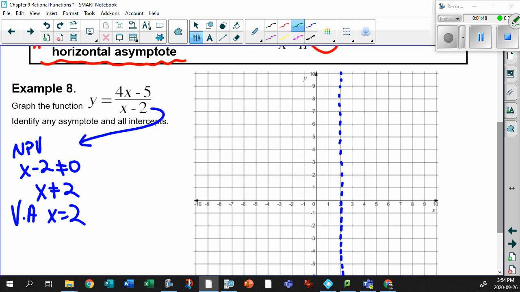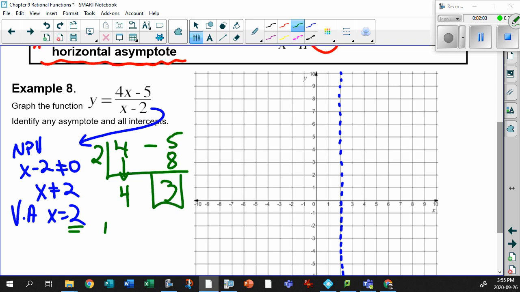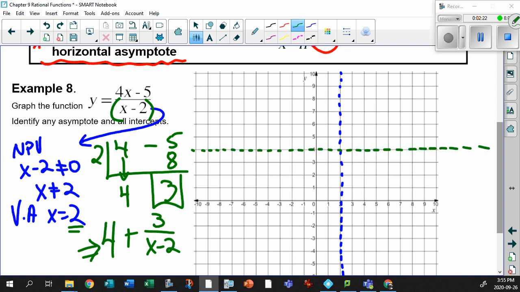Now, let's figure out the horizontal asymptote. Real simple. I already got it solved for x equals 2. Watch the synthetic. Here we go. 4, minus 5. 4 comes down, right? 4 times 2 is 8. 8 and minus 5 gives me 3. There's the remainder. So I'm going to have 4 plus 3 over the original equation that I'm going to divide by, which is right there. Don't forget that division statement. So that tells me I've got a horizontal asymptote at 4. There we go. So this is what it's going to look like.